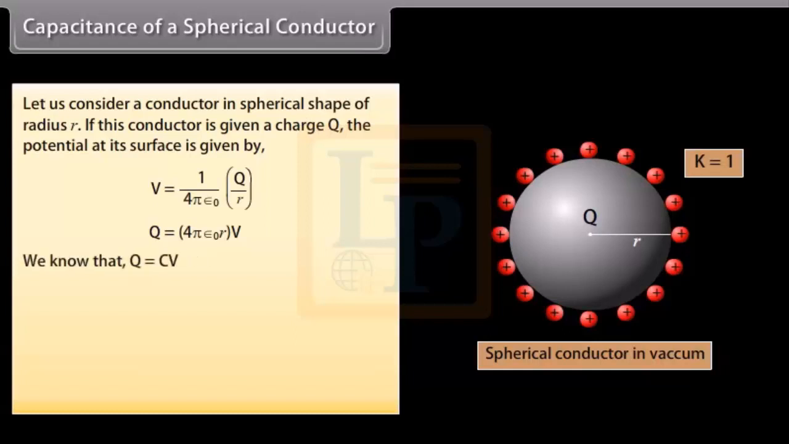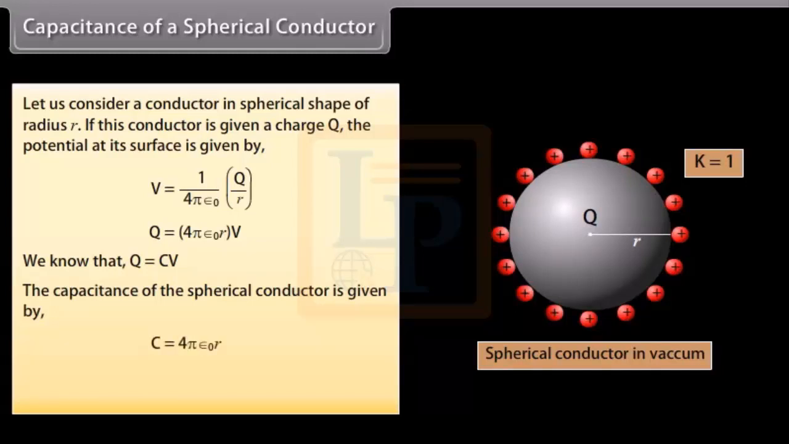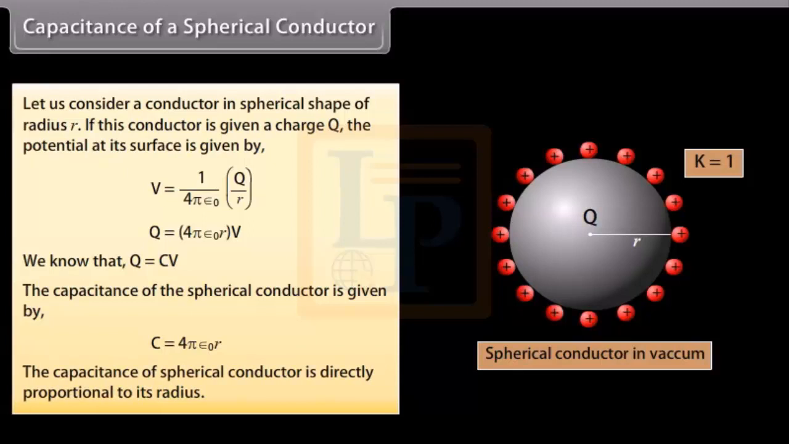We know that Q is equal to CV. On comparing the above equations, the capacitance of the spherical conductor is given by C is equal to 4 pi epsilon naught r. This relation shows that the capacitance of a spherical conductor is directly proportional to its radius. Larger is the radius, larger will be its capacitance. This expression is true for the conductor placed in air or vacuum.